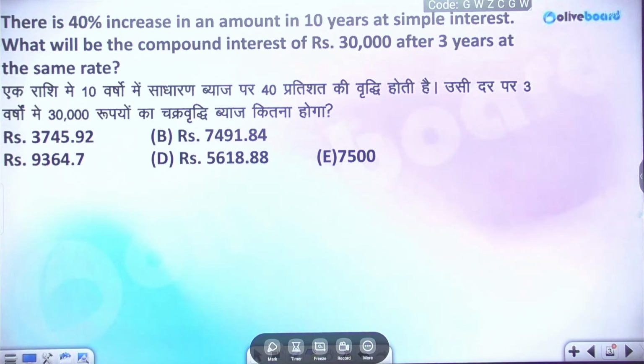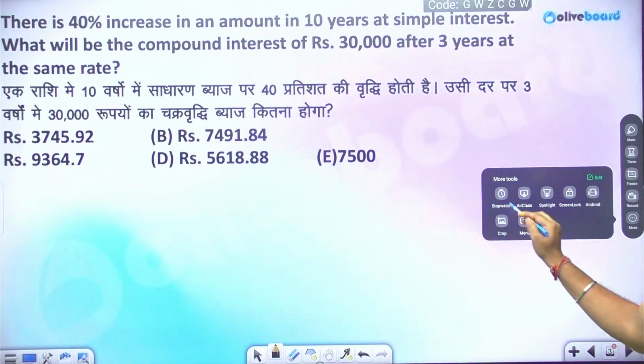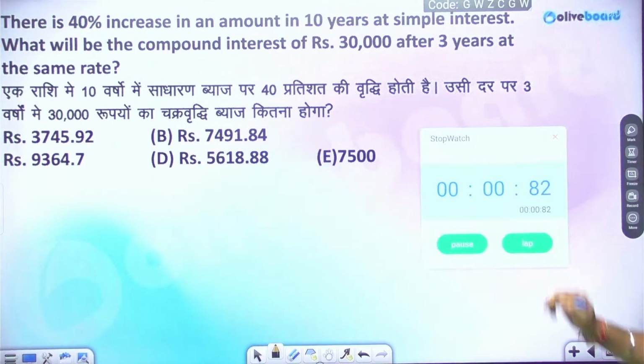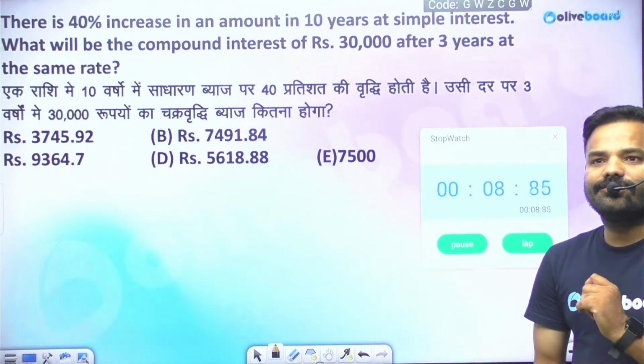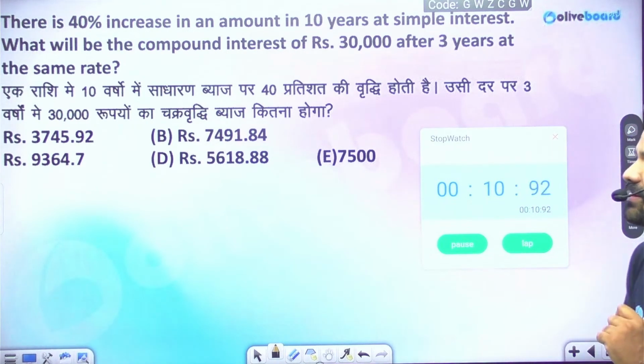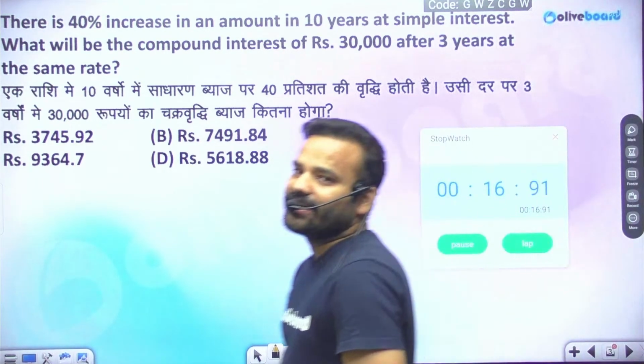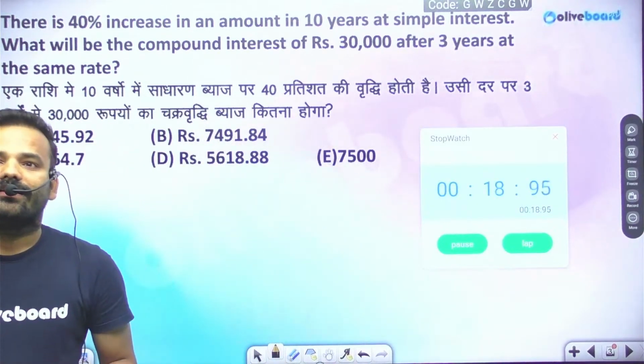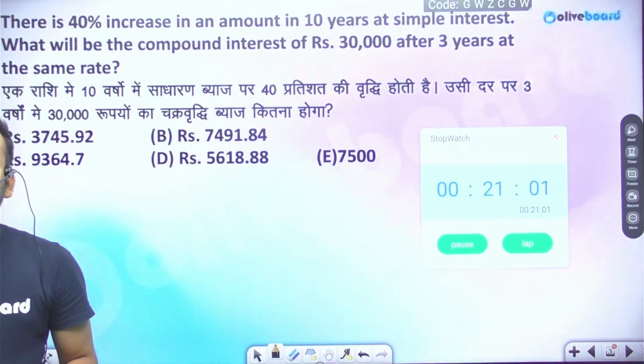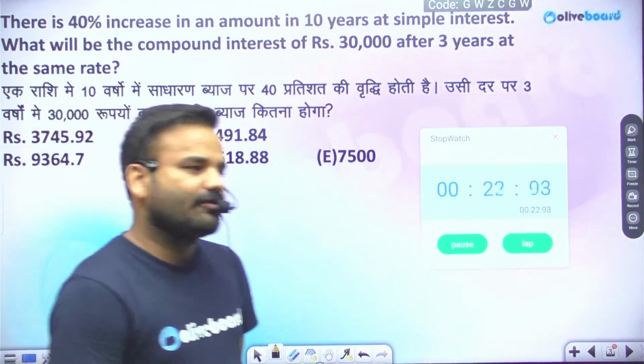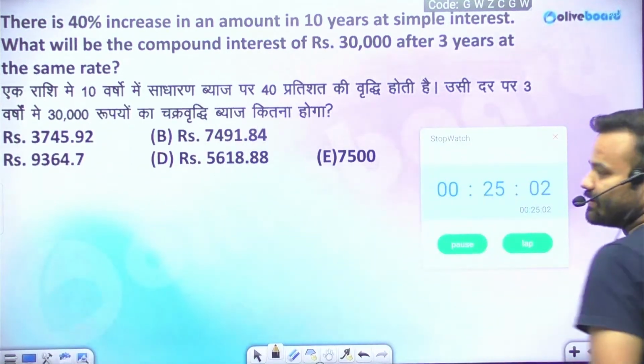So the first question is on compound interest. This is the timer. Let's see who is attempting these questions. This question is based on CI and SI. Let's see who can attempt it within 30 seconds. What should be the approach to solving the question? Because in the banking sector, you can always see this. Yes, this is for IBPS PO also. Every exam is the same.